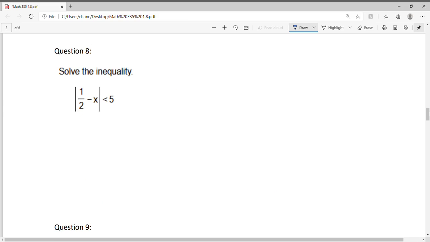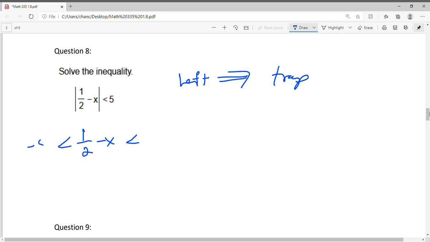For question 8, it's pointing to the left again, so that tells me this is a trap. So we'll write this as 1/2 minus x is trapped between negative 5 and positive 5. Now to solve this, I need to isolate that x in the middle. Thus subtract 1/2 from both sides. Now, what's negative 5 minus 1/2? Well, that's negative 5 and 1/2. We have a negative x in the middle, and that's less than. What's 5 minus 1/2? Well, I know that's 4 and 1/2.